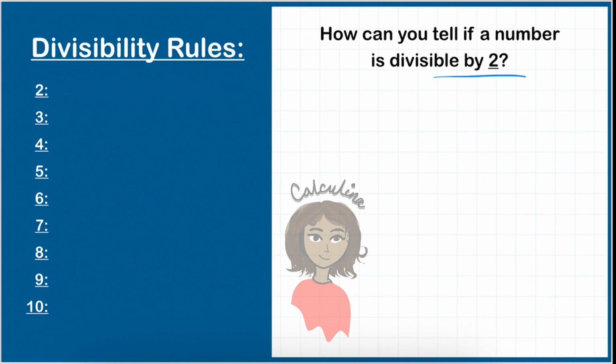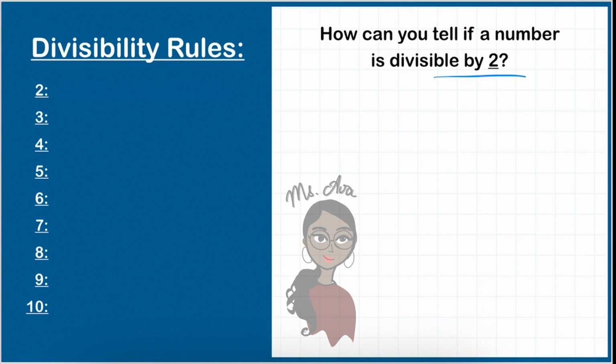It's an even number? Yes, exactly. It is an even number. That's how you can tell. So that means that it ends in 0, 2, 4, 6, or 8. So any number that ends with those is going to be divisible by 2.